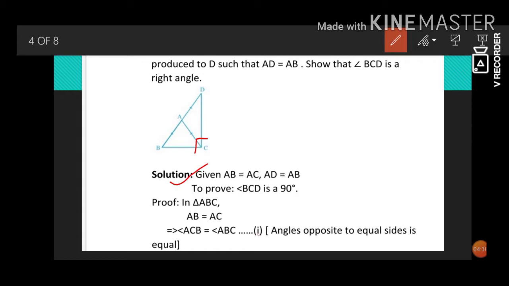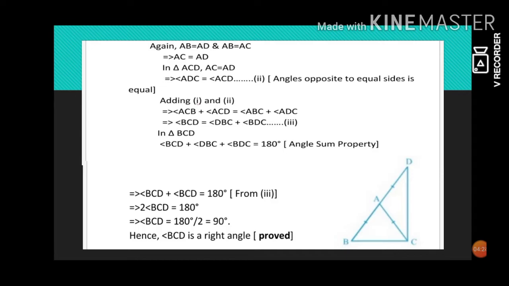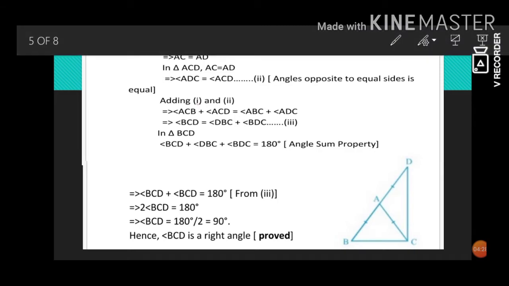Now in triangle ABC, we have AB equal to AC, which implies angle ACB equals angle ABC, since angles opposite to equal sides are equal. And we have AB equals AD and AB equals AC. Together it gives us AC equals AD. Now in triangle ADC, angle ACD equals angle ADC. The reason is that angles opposite to equal sides are equal.